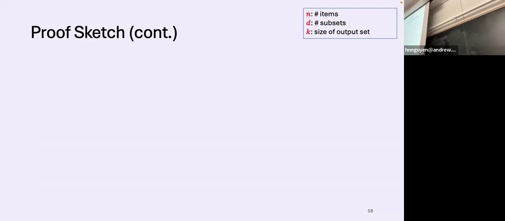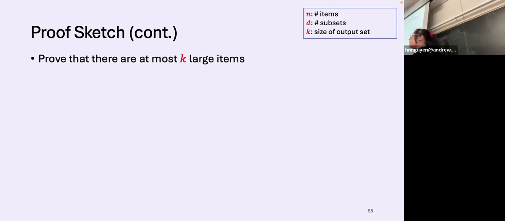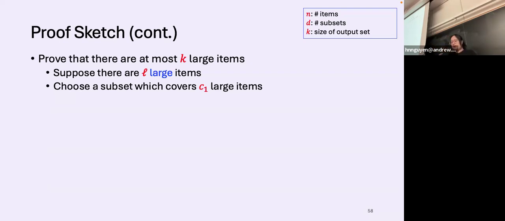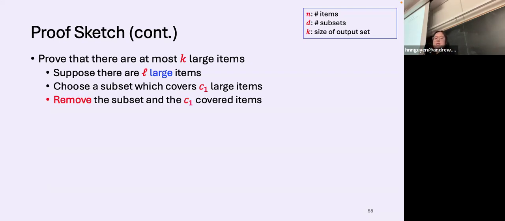This is essentially going to be a proof by contradiction, and it's because I know that opt is a certain number. Let's suppose for a second that there are L large items. Remember, large just means that I have more than D over K edges. I want to choose a subset that covers C1 large items. Choose any subset, I cover this number. Let me remove the subset and all the large items that I've just covered, and I'm just going to do this K times.